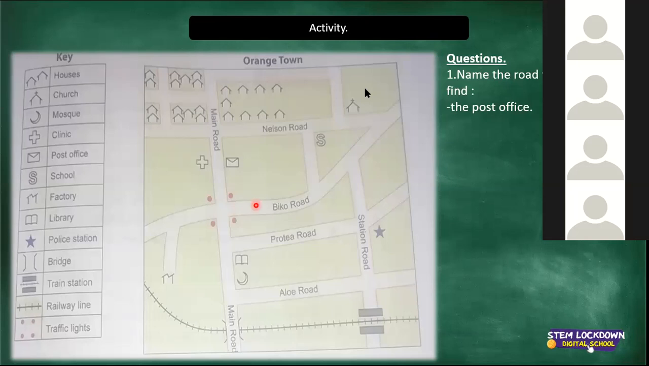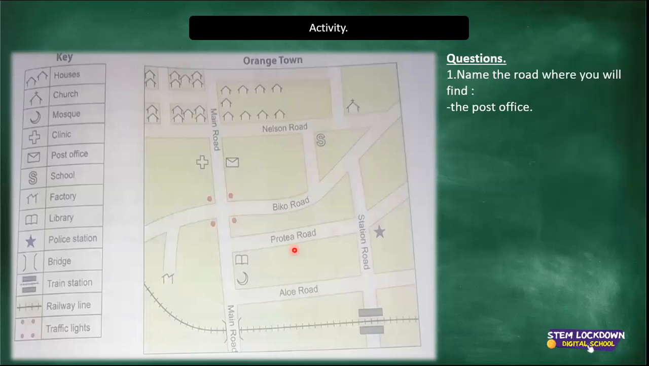Oh, okay, let's move. We are still looking for it. On the group chat, Michaela is saying that the road where you find the post office is the main road. Let's see how she found it. We come here to the keys and then we look at the post office and then we see this symbol and we come to the map and we look for that symbol and then we find it here and the road is here. It is the main road.